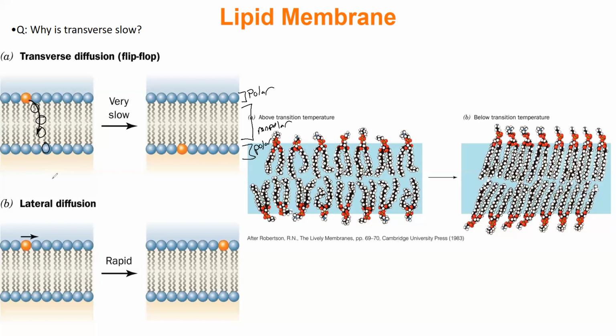You do have enzymes that will do this for you, and those can work very fast because they help to shield the polar head group when it's going from one side of the layer to another. But without enzymes, this is incredibly slow. While with lateral diffusion, the polar head groups are interacting with the water up here and with the polar head groups at the top, so they're fine. And the tails are going to be interacting with nonpolar tails the whole time as well, so they're also fine. So that's why transverse is incredibly slow versus lateral, which is extremely fast. Lipids can move really fast.